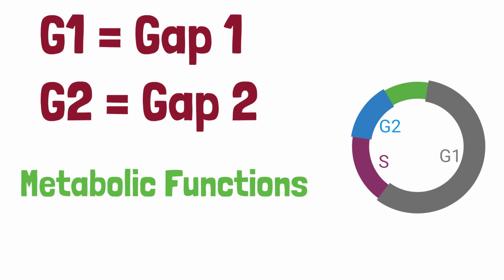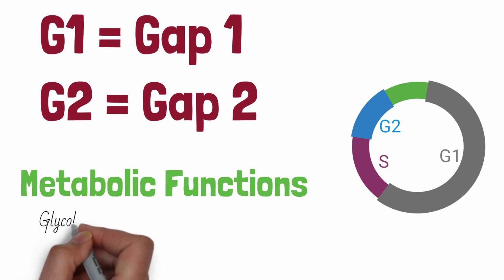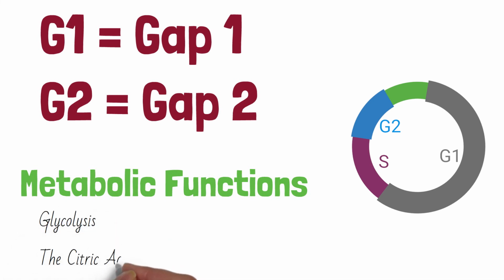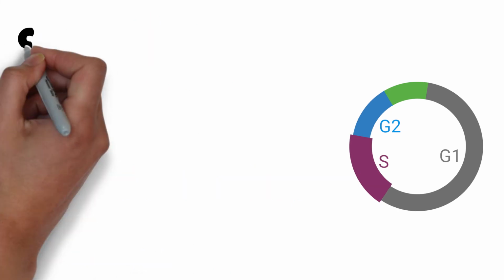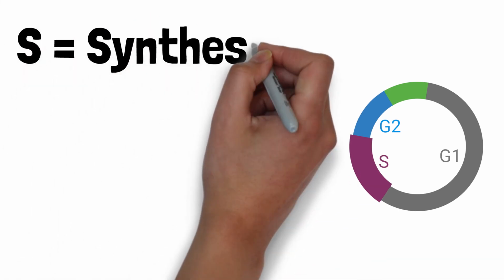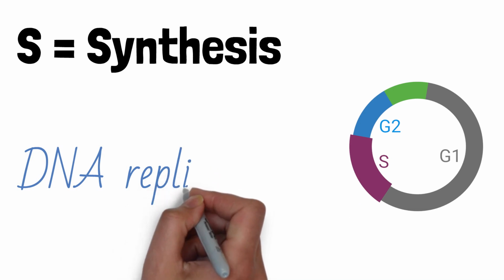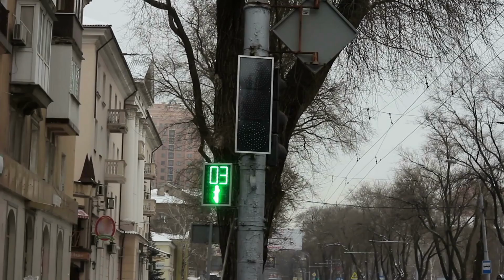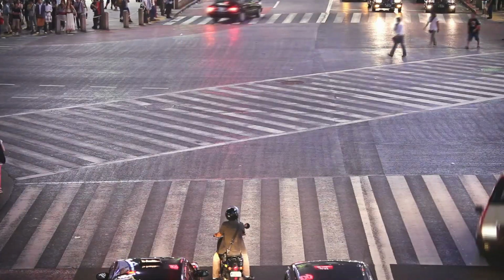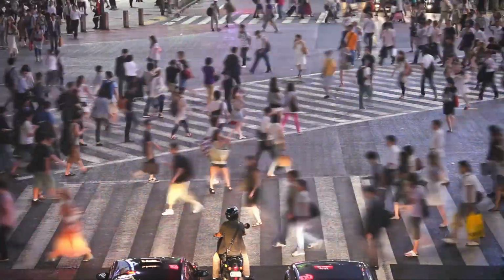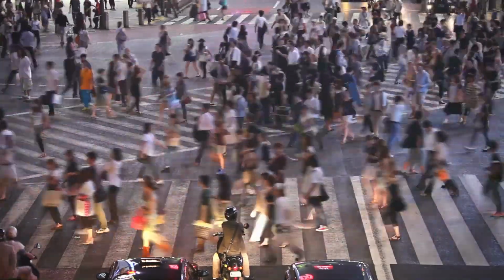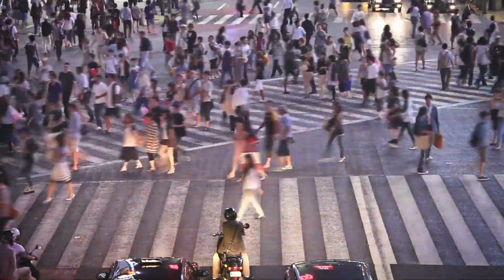During the gap phases, the cell is busy doing metabolic things like glycolysis and the citric acid cycle. The S phase, or synthesis phase, is where DNA is replicated in preparation for the mitotic phase. The G1, G2, and mitotic phases all have checkpoints that regulate when the cell can proceed. These checkpoints are molecular signals that make sure the cell is ready for each step.